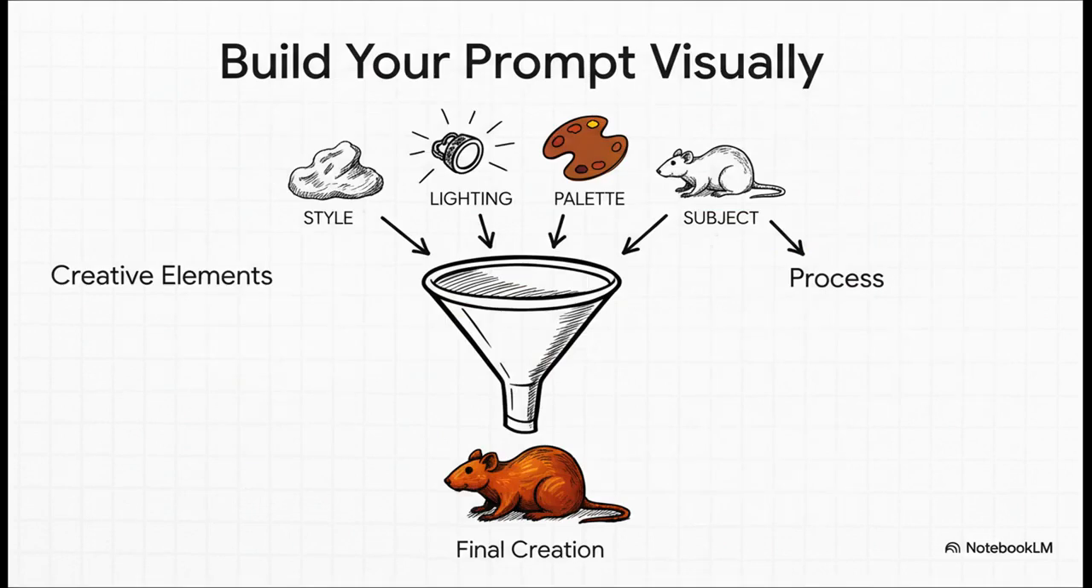Well, with Flow State, you choose from visual menus instead of writing. It's so cool. You might select clay sculpture for the style, dramatic for the lighting, and maybe an autumnal color palette. Then you just add your subject, a single word like rat. The AI combines all these elements and just gives you an endless stream of unique images. It's fantastic for sparking creativity.